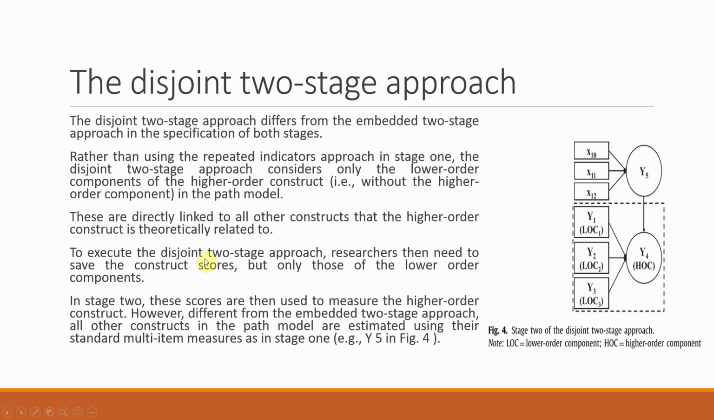To execute the disjoint two-stage approach, researchers need to save the construct scores, as mentioned, the latent variable scores, but only for the lower order components. And in stage two, we use those latent variable scores to form the higher order constructs. We'll be seeing that in an example shortly.